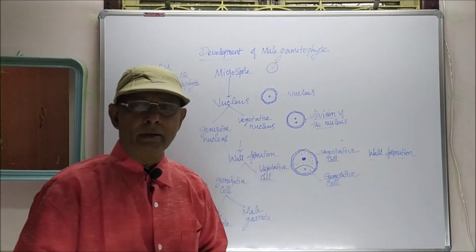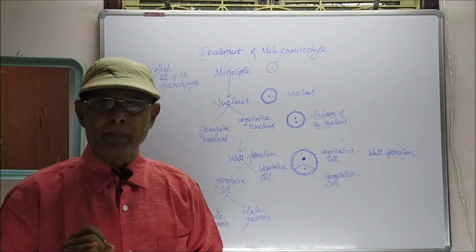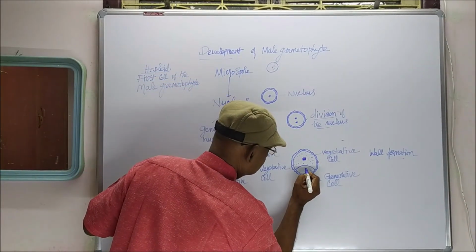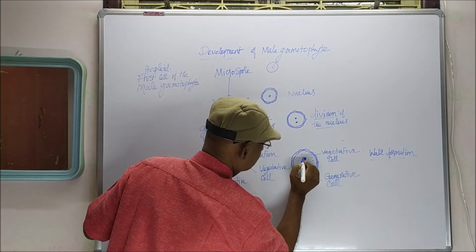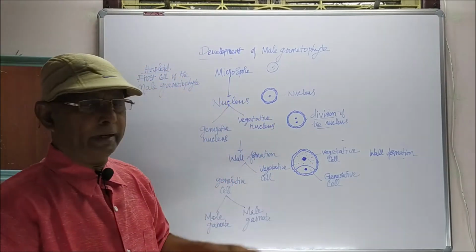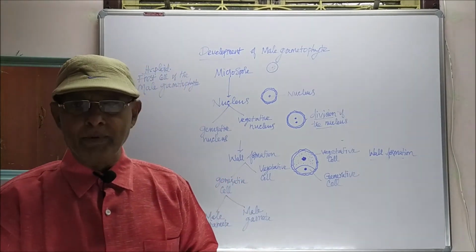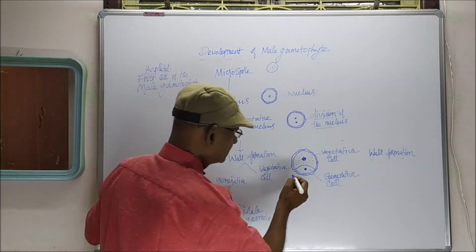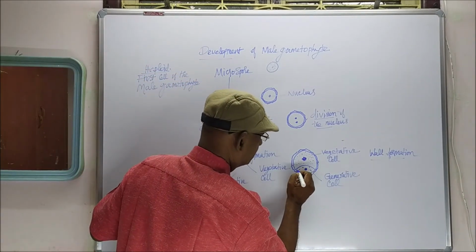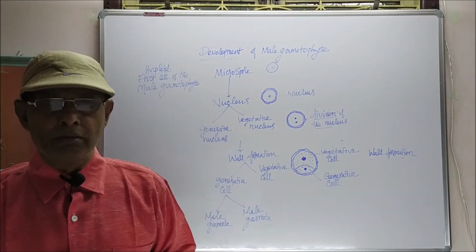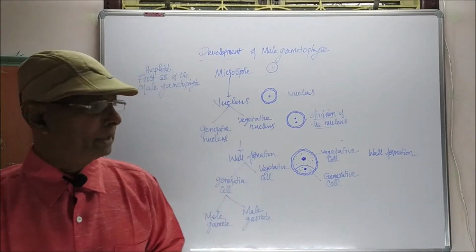Whereas the generative cell is smaller, the nucleus is spherical in shape. It is not irregular, it is spherical. Here only the irregular nucleus can be seen. The nucleus is spherical and it contains less amount of reserve food material. So that's the difference between vegetative cell and generative cell.